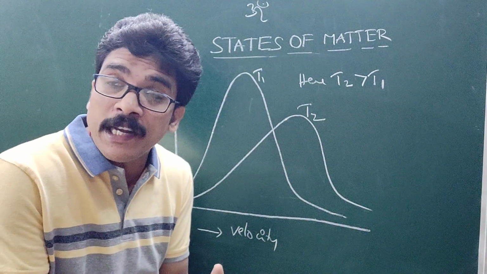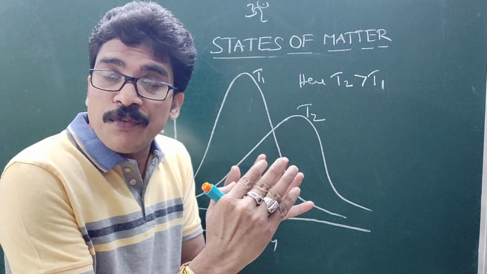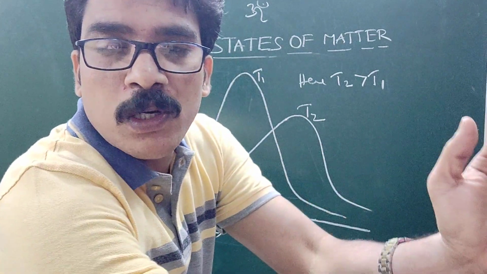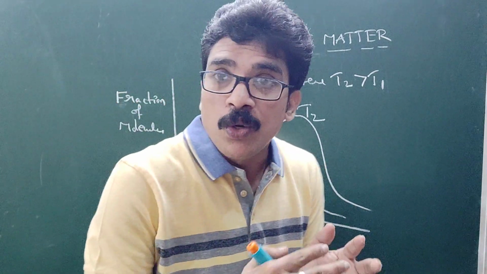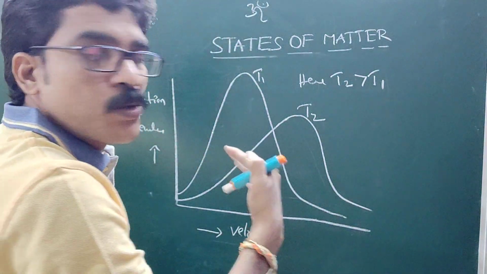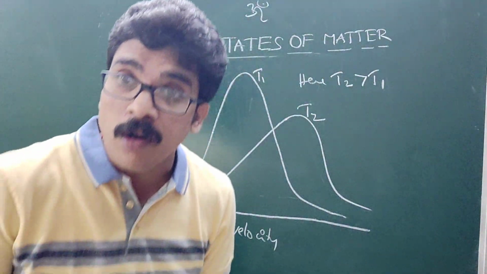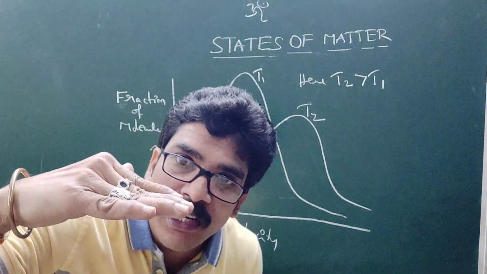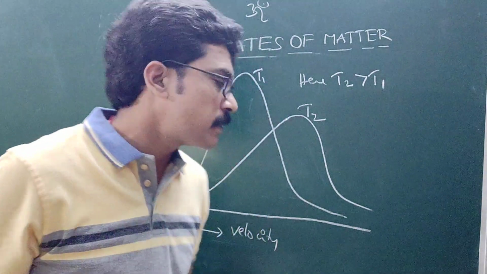And very important, when temperature increases, this graph shifts towards the right hand side. It moves towards the right hand side. And one more, the height of the graph decreases.